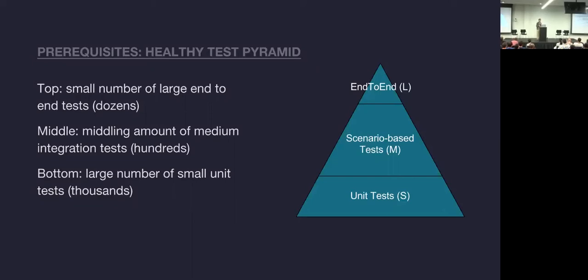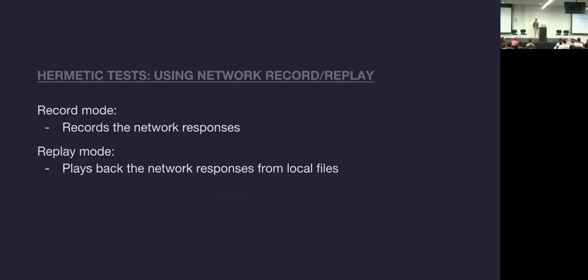What we did is to make the test run without network. So we introduced a network record replay mode. The same test case will run in two modes. In the record mode, the test case is still hitting the real backend. But when the response comes back, we store the responses in local files. And in the replay mode, we run those test cases and intercept all the network traffic and serve back the response from the local files, so that the test case doesn't depend on any network responses from the real server.